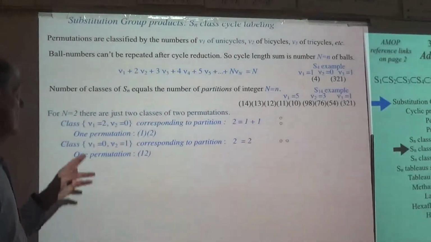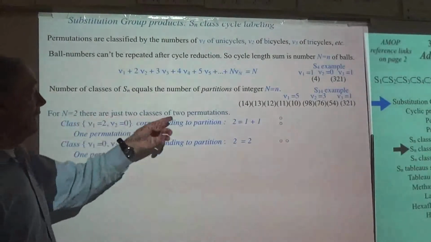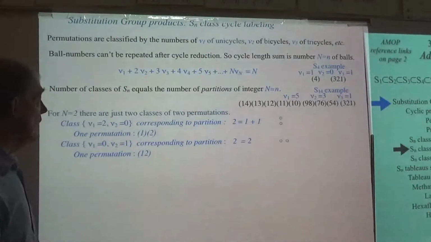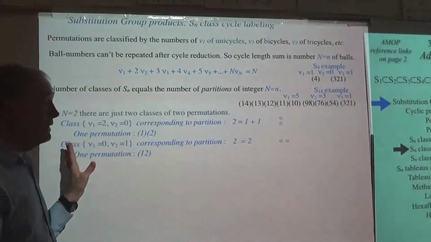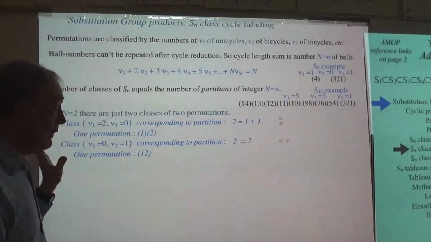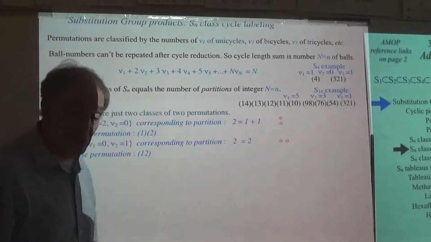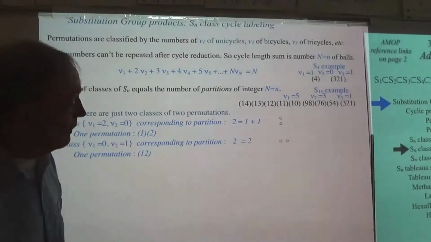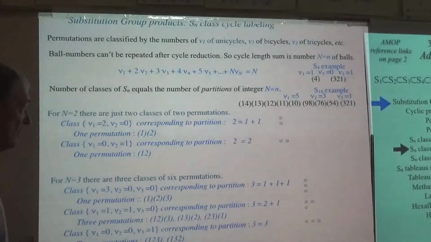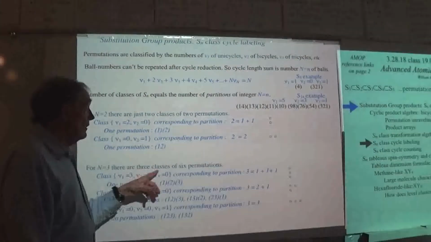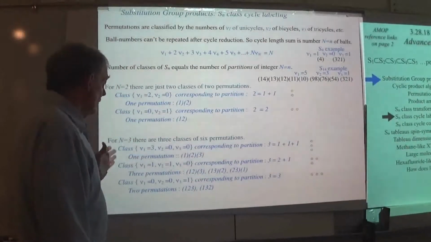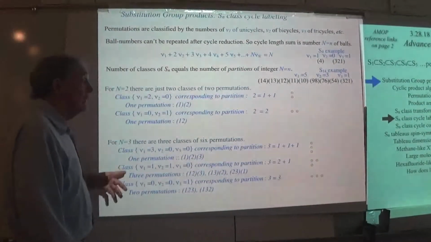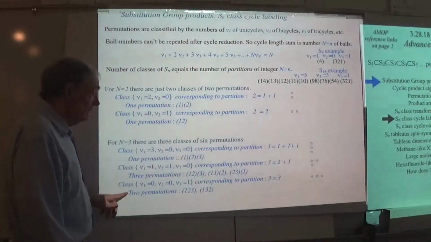Okay. So for n equal 2, there are just 2 classes. That's fine. You can have a bicycle, but you of course have the identity. So that's kind of trivial, but remember, it's always there. Every permutation group has one of those as a subgroup. And the next stop is the 6 permutations that live in S3. Okay, and there are 3 classes of S3.